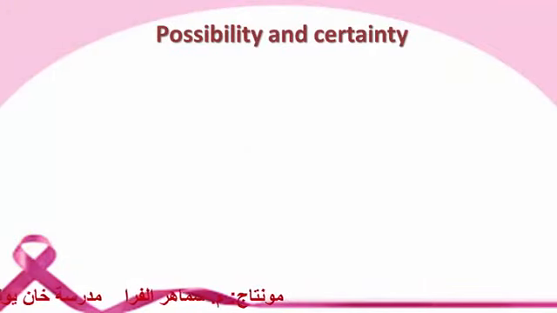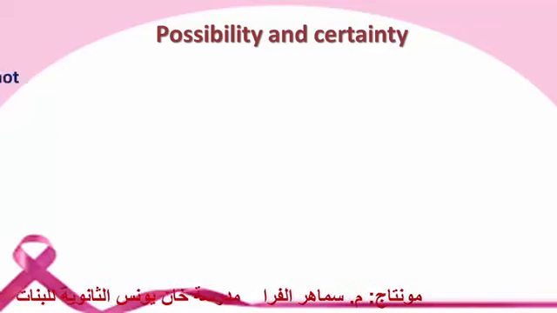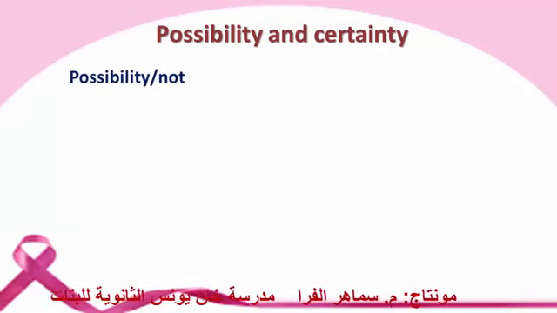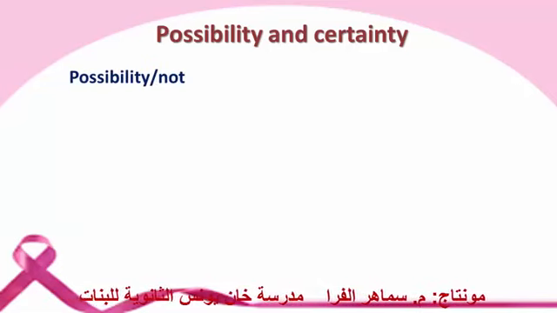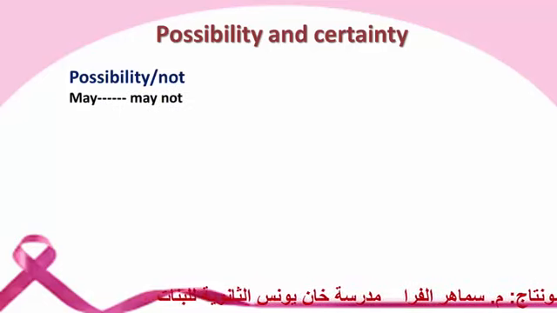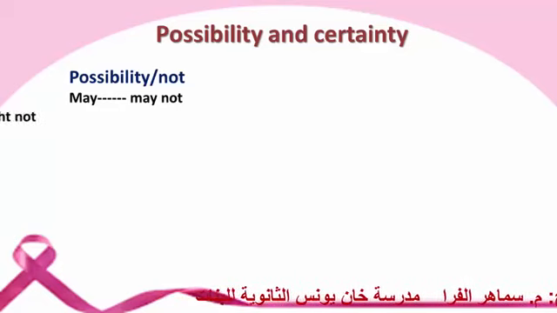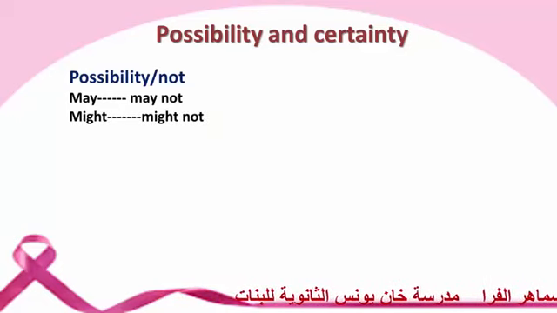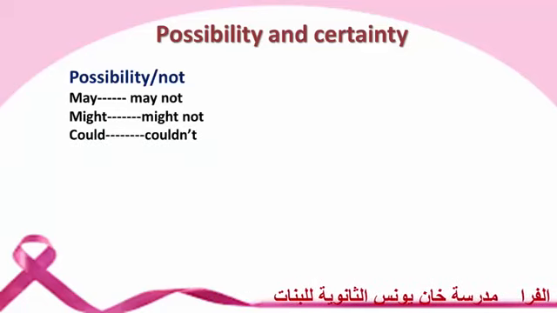When we talk about modal verbs, we should talk about possibility and certainty. What are the modal verbs that express possibility, or not, if we want to make the negative from it? Possibility with may, and the negative form is may not, might and might not, could, couldn't. It's wrong to have couldn't as the negative form of could.